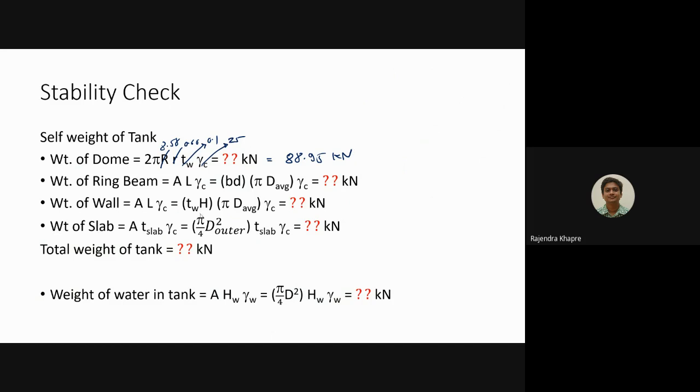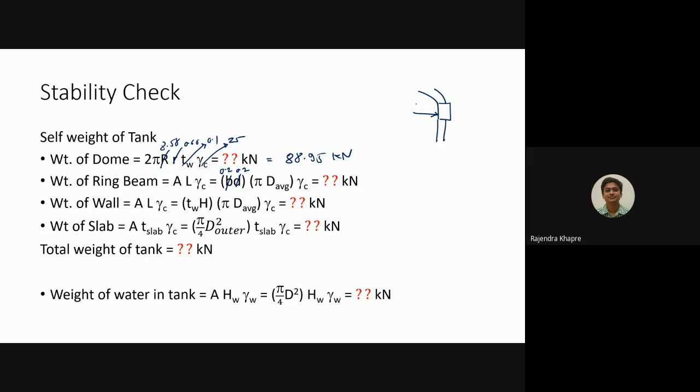Then we have the ring beam. We have to calculate the ring beam area. We have assumed the width as 0.2 meters. Depth is also 0.2 meters. The pi value is already known. Then we have to calculate the d average. Let me draw a figure for you. So this is your beam. We have a dome which is like this, and then we have a wall like this.